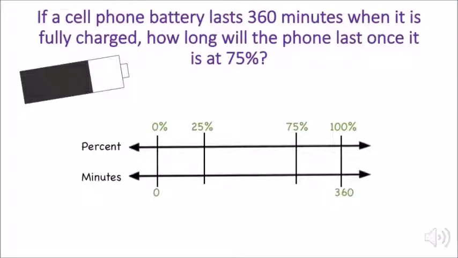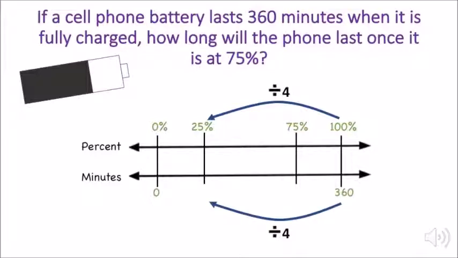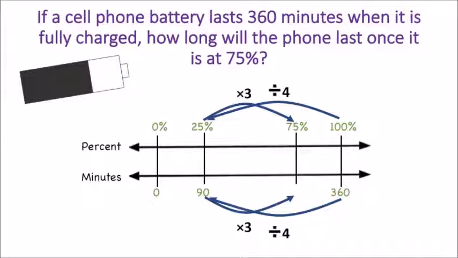When looking for a pattern, I see that I can get to 25% by dividing 100% by 4. To find 25% of 360, I need to divide 360 by 4, which gives us 90 minutes. 25% of 360 is 90. To find 75%, I now need to multiply 25% by 3 to get to 75%, and then multiply 90 minutes by 3 to get to 270 minutes.